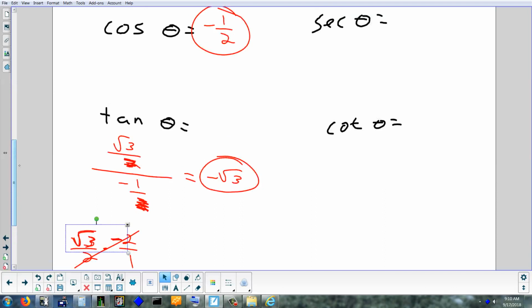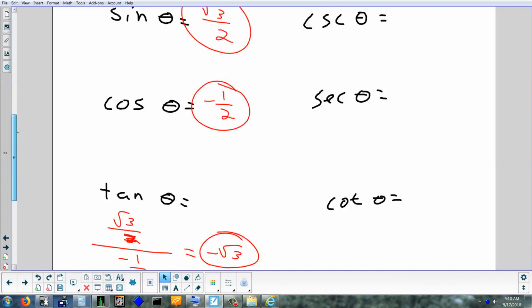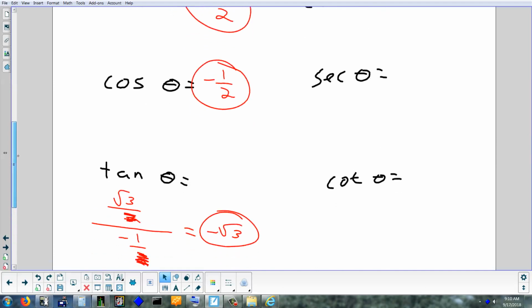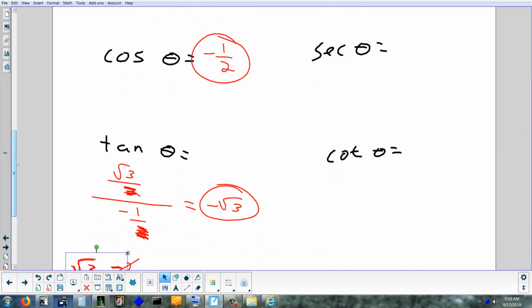As far as writing down decimals, you don't need to. You don't have to write decimals for anything we do. You always leave it as a square root, or a fraction, like negative a half. Okay. Questions on the sine, cosine, or tan?